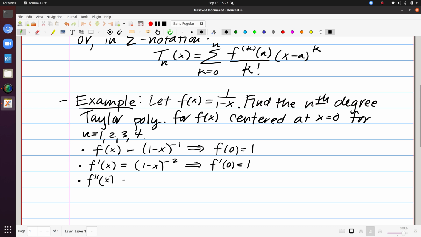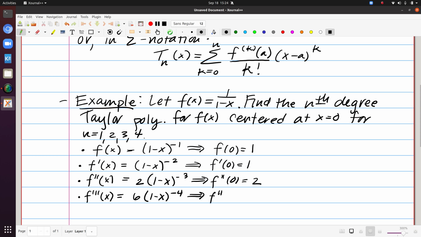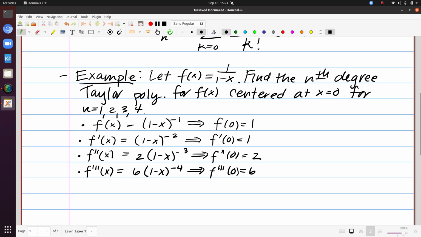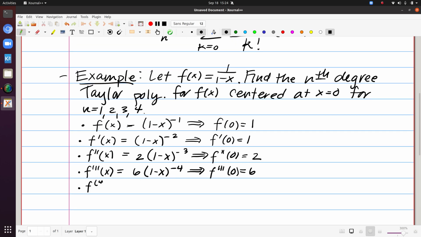The second derivative then is 2 times 1 minus x to the minus 3. And every time I'm using the chain rule, these negatives are canceling, so I'm always getting a positive coefficient. So here we get 2. The third derivative would bring down a negative 3 times negative 1, so positive 6, 1 minus x to the negative 4th. Evaluating that at 0 gives me 6. And finally, the fourth derivative would be 24 times 1 minus x to the negative 5th. And that would give me 24 when I evaluate that at 0.